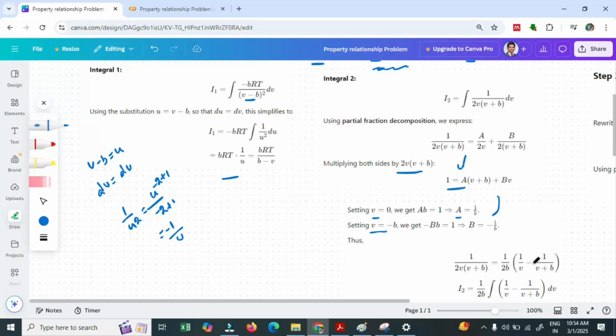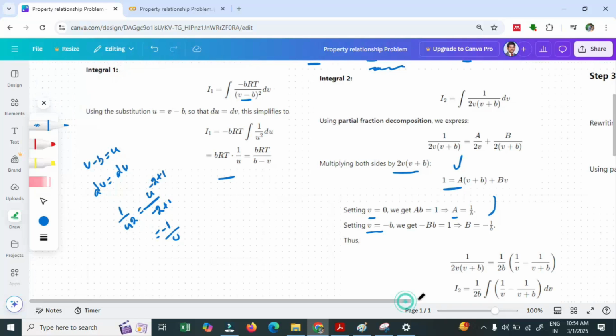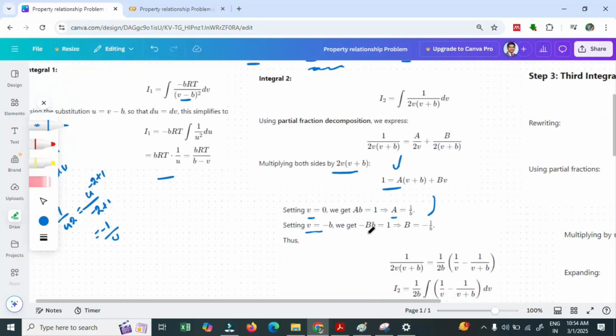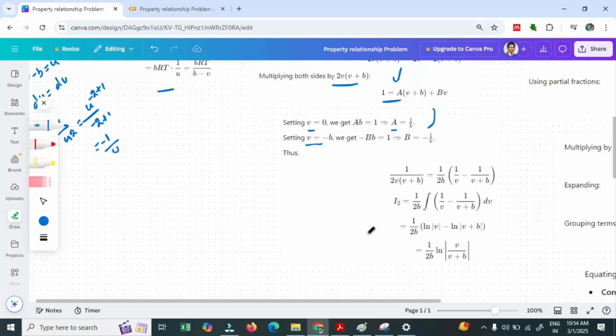Okay. And I have this equation. Integration of 1 by v is ln v, that's what I've written here. And integration of v plus b is the minus ln v plus b. And this ln v will be combined as ln v divided by v plus b. And we have the constant 1 divided by 2b. That's what I'm having here. So second term is over.